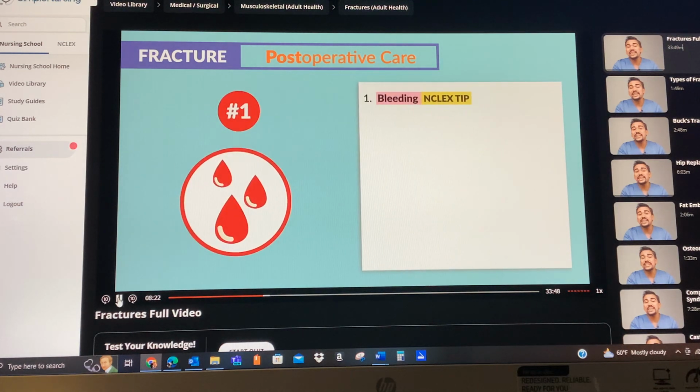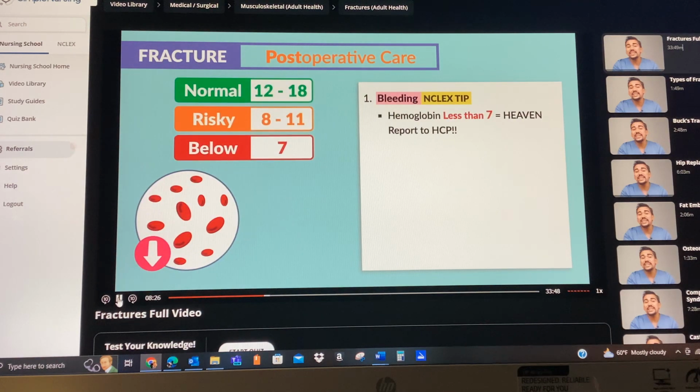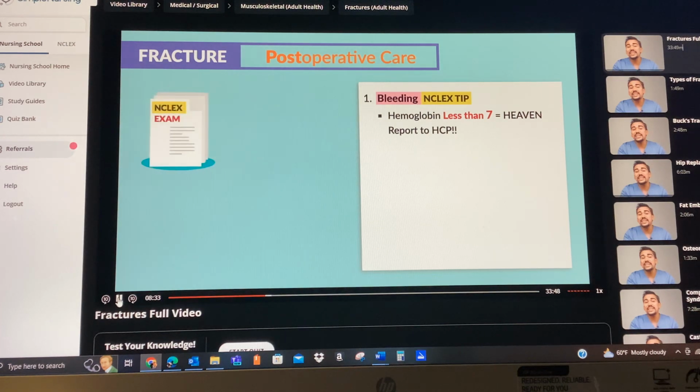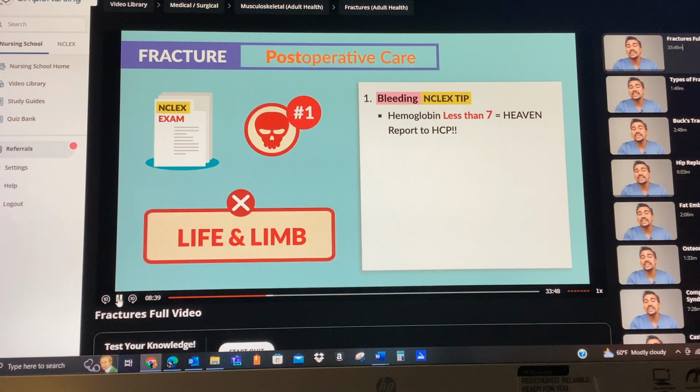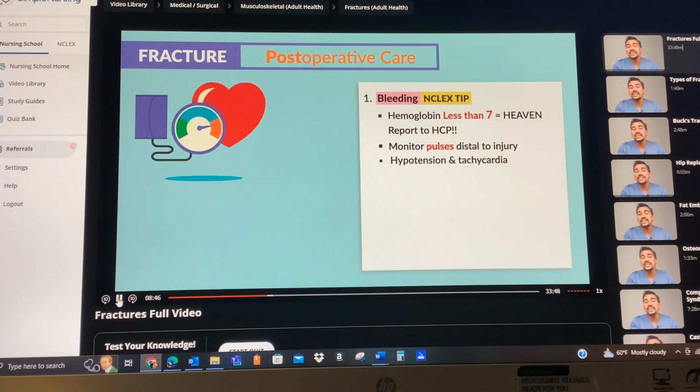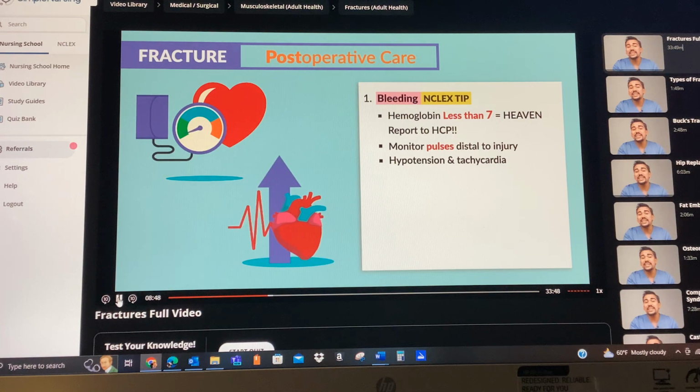So starting with bleeding, big NCLEX tips to write down. Any hemoglobin less than 7, send your patient to heaven. We must report this to the HCP. You see, the NCLEX always tests on safety first, or basically what kills the patient first. Loss of life and then loss of limb here. So monitor pulses distal to the injury and look for hypotension and tachycardia.